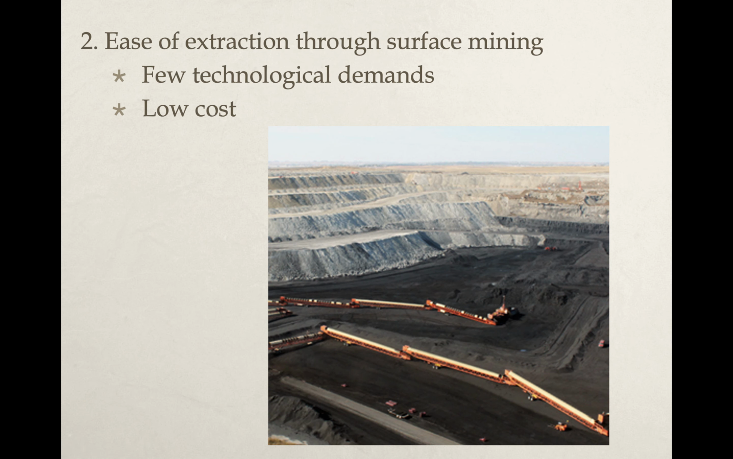Another advantage is how easy it is to extract. Coal can often be extracted through surface mining. With surface mining, they aren't actually digging mine shafts. They're doing it at the top, or at the surface level, often through a process called mountaintop removal, where they're basically cutting off the top layer of land to get to the coal veins. You don't need a lot of technology for this, and it is fairly low cost.